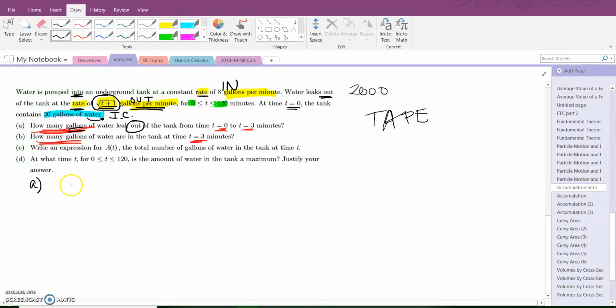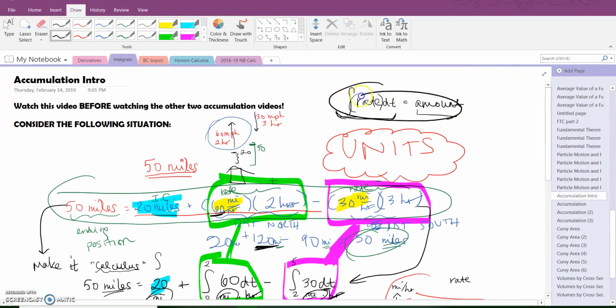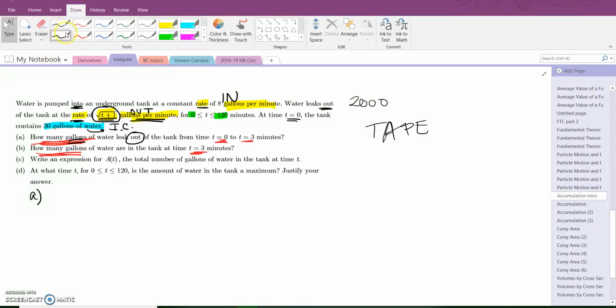So what I'm going to do is think, okay, if I have a rate, how do I go to an amount? And remember, the integral of a rate is an amount. So let's do an integral of the rate. You need limits on your integral. Well, we only want it for the first 3 minutes. So 0 to 3 of my rate out. Don't forget your dt. And let's go find it.